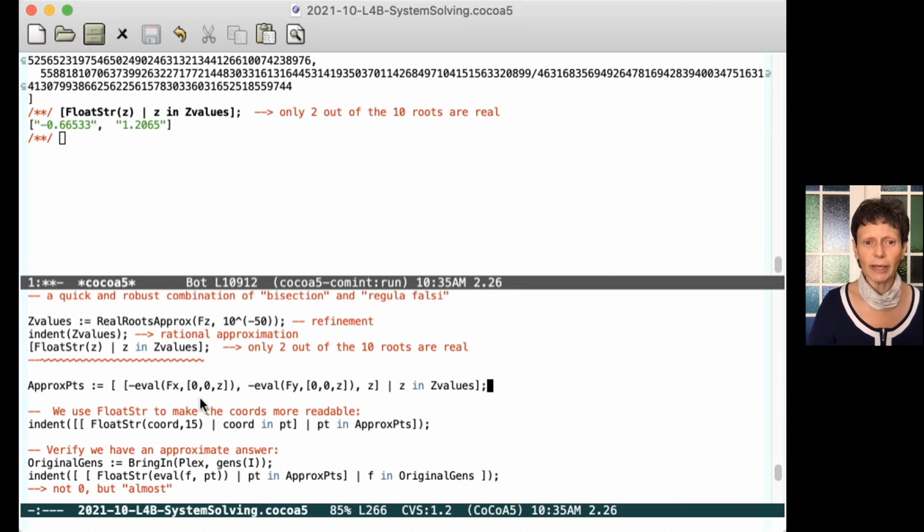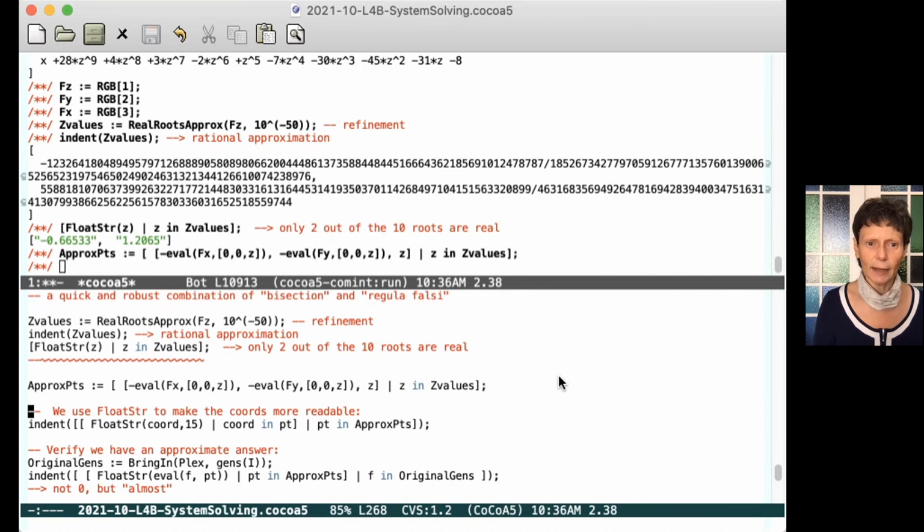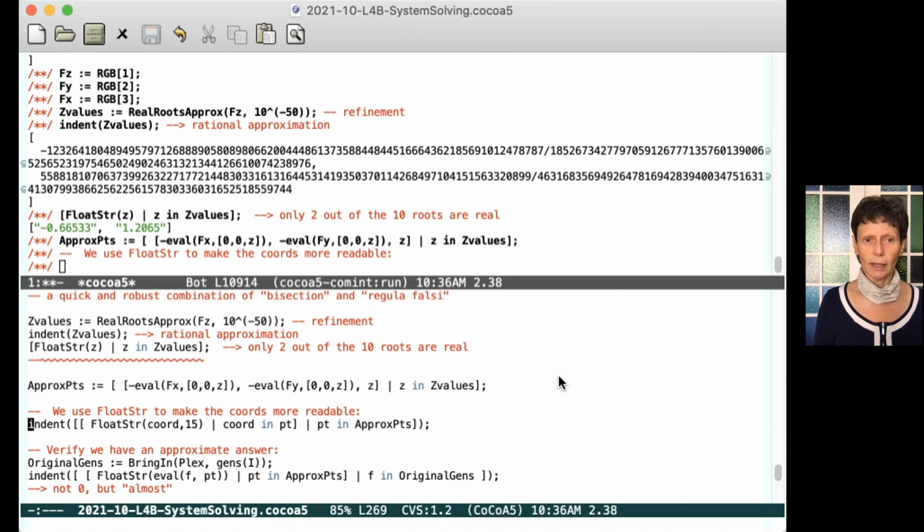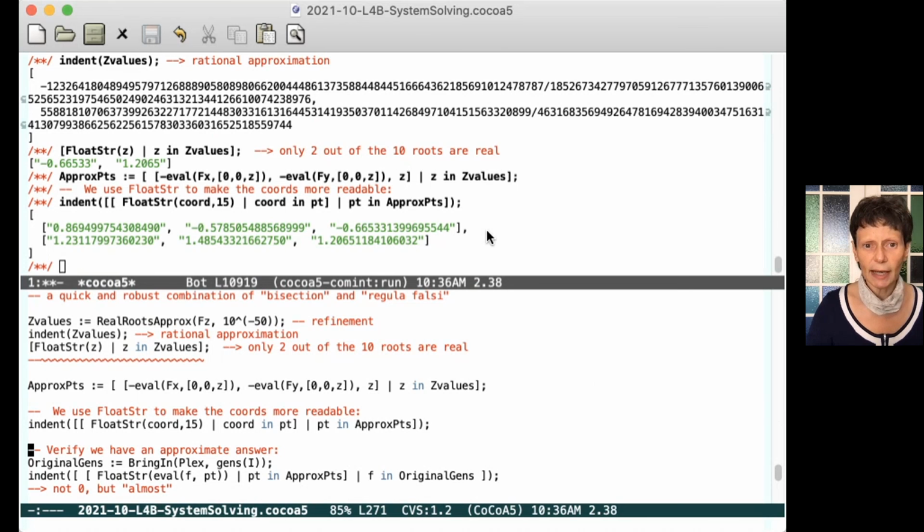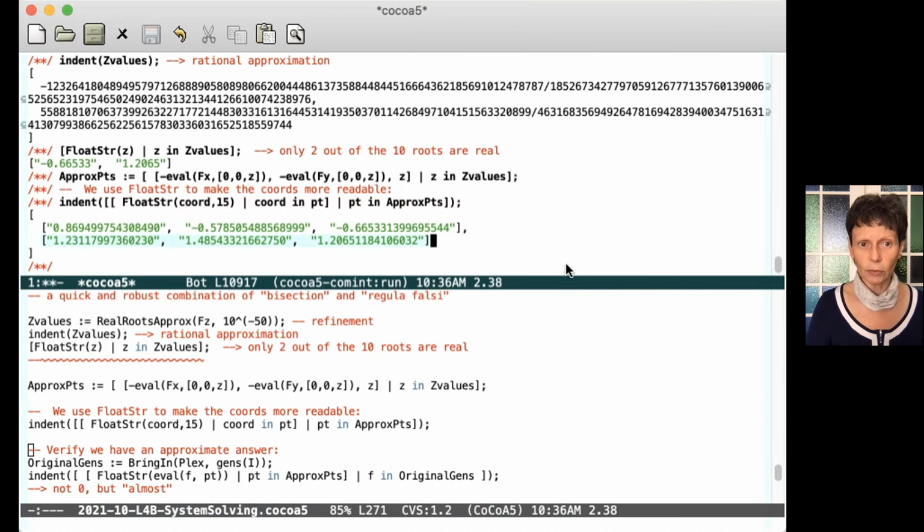In this way, we evaluate the x polynomial in 0, 0, z, and the y polynomial in 0, 0, z, and I get the coordinates for the points, all 3 coordinates of each point. And here I ask CoCoA to write with 15 digits. So these are the coordinates for the first point, and these are the coordinates for the second point, the real solutions of the polynomial system.